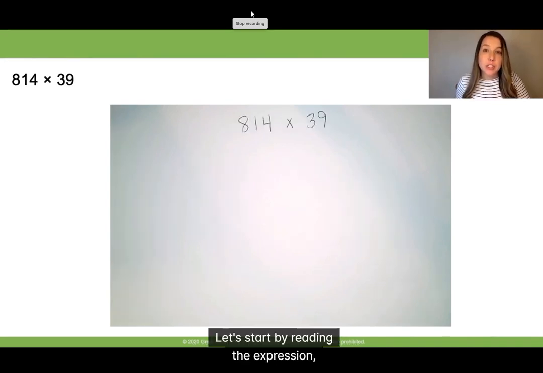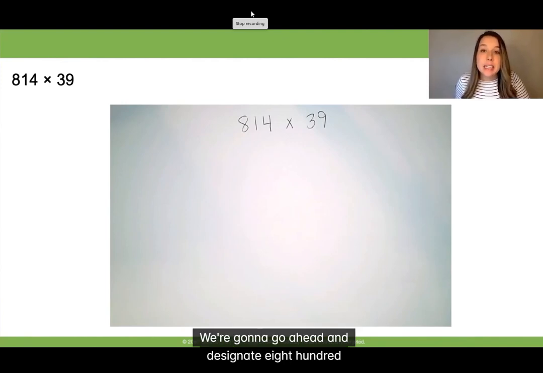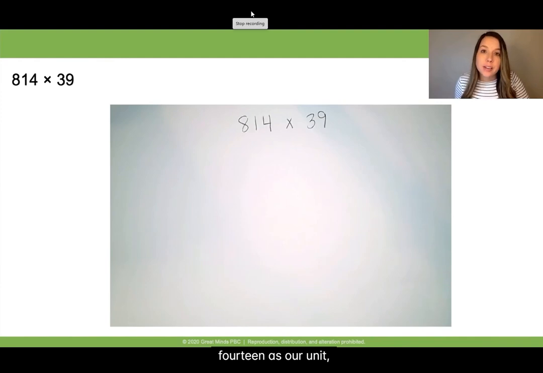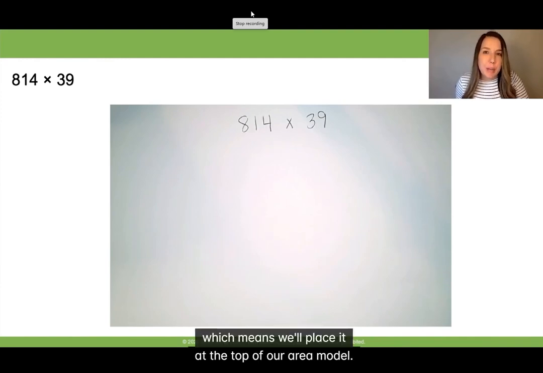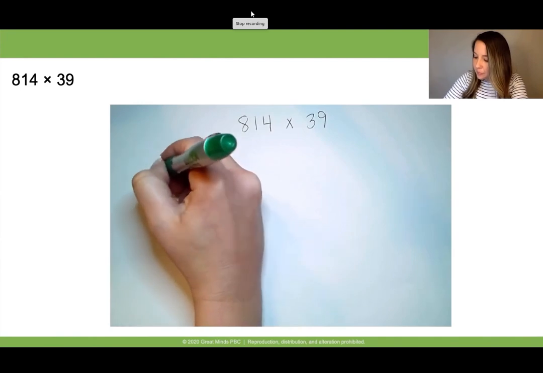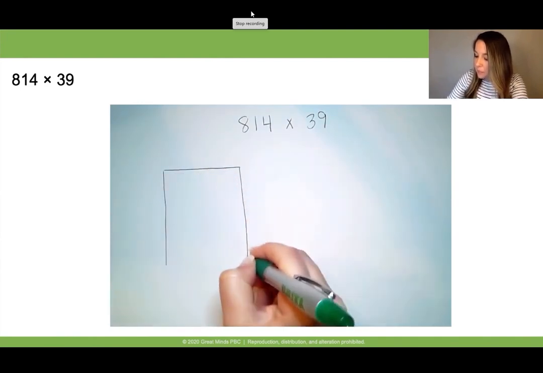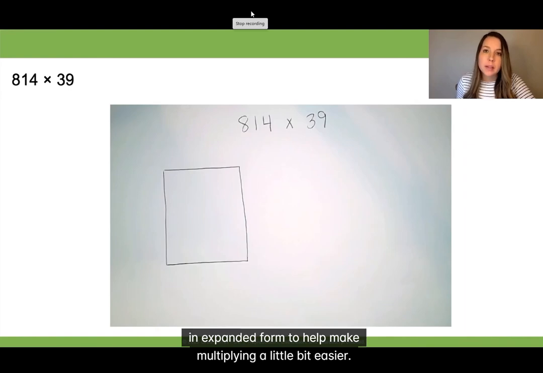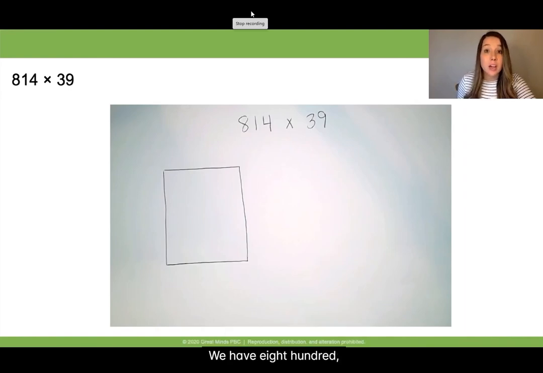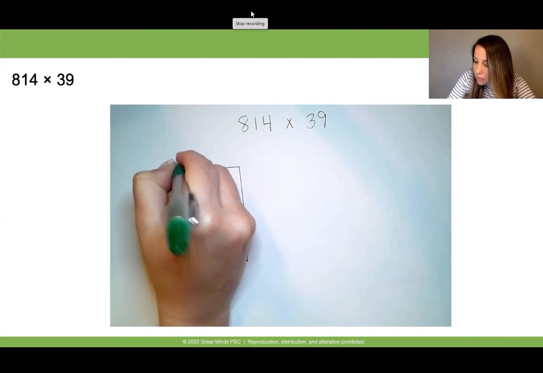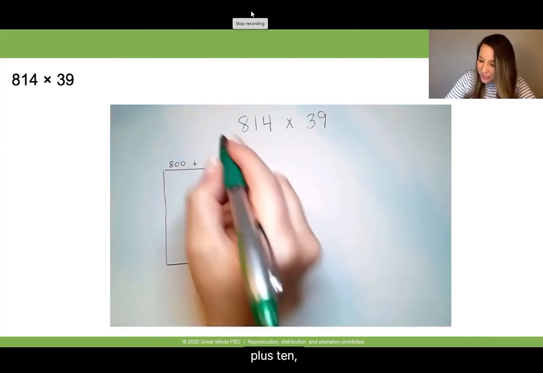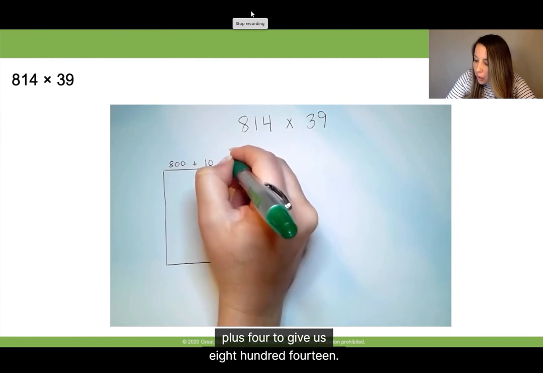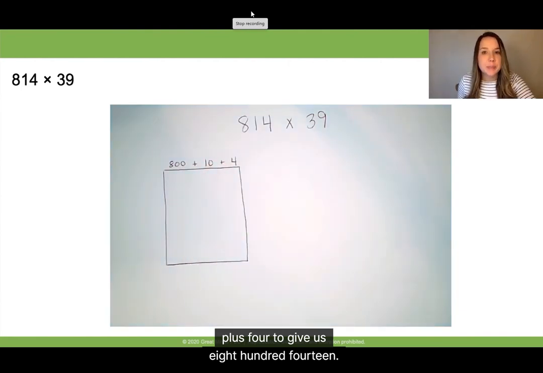Let's start by reading the expression 814 times 39. We're going to go ahead and designate 814 as our unit, which means we'll place it at the top of our area model. Let's show our unit 814 in expanded form to help make multiplying a little bit easier. We have 800 plus 10 plus 4 to give us 814.